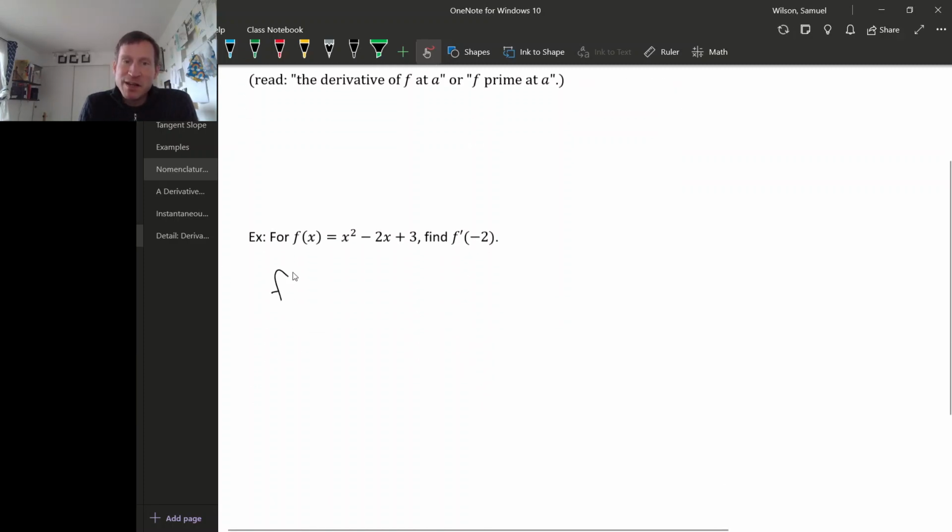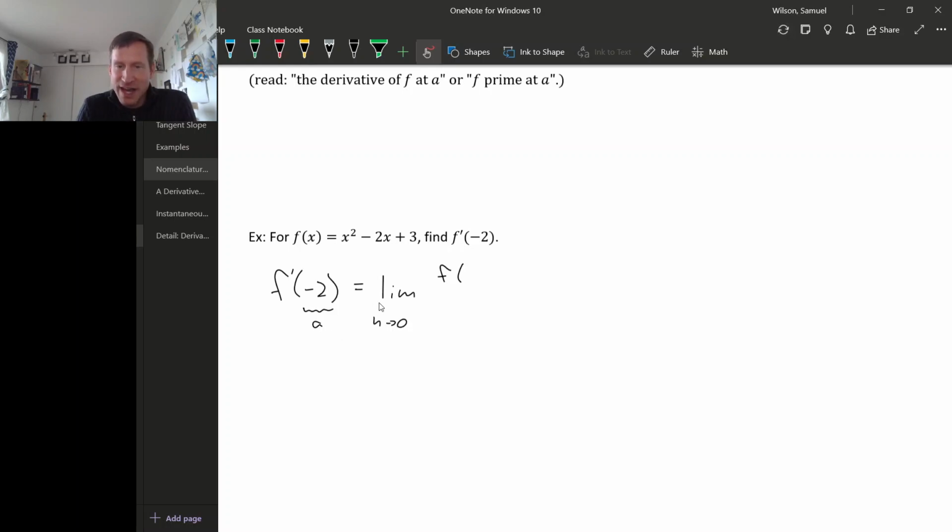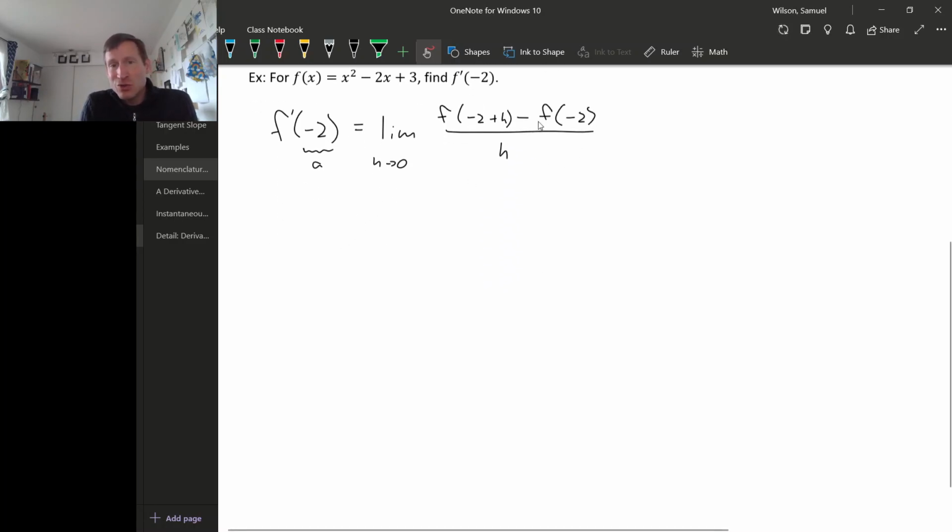Well, f prime of minus 2, it's just this same formula, limit as h goes to 0 of f of, this minus 2 here is playing the role of a. So a plus h, so that's minus 2 plus h, minus f of a, which is minus 2, over h. And then we just need to evaluate this limit. So as usual, if you just plug in 0, you get 0 over 0, so we have some algebra to do.